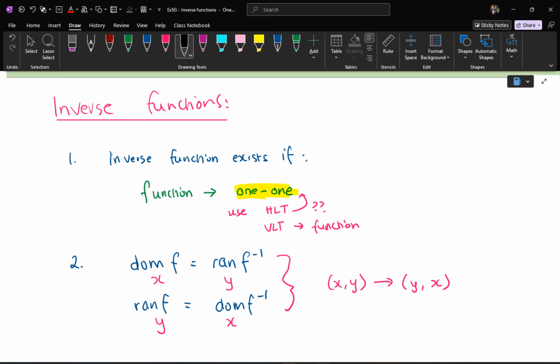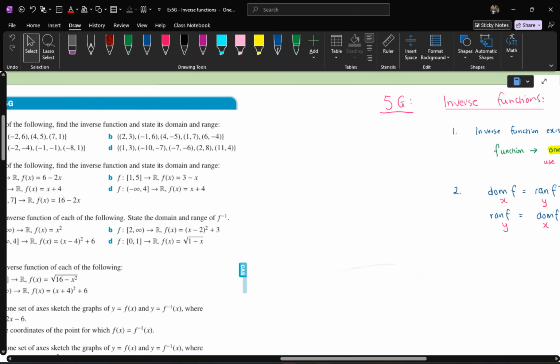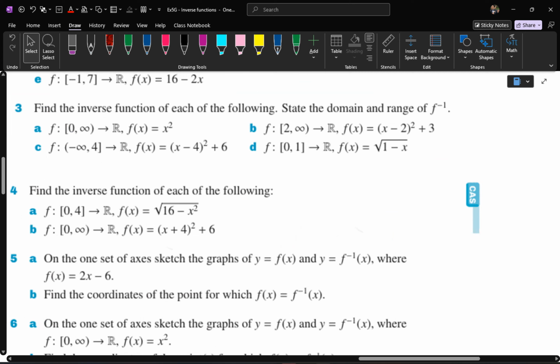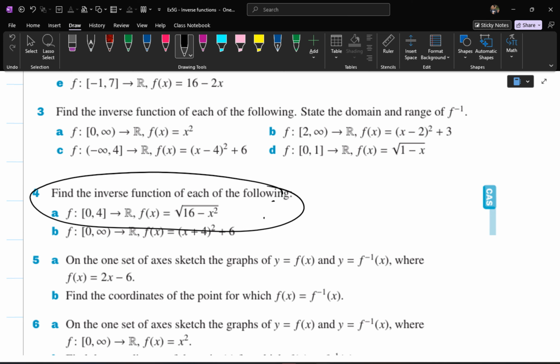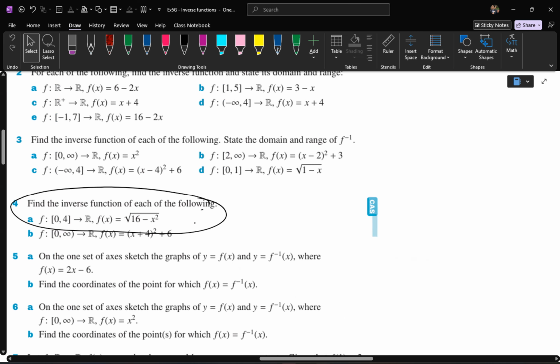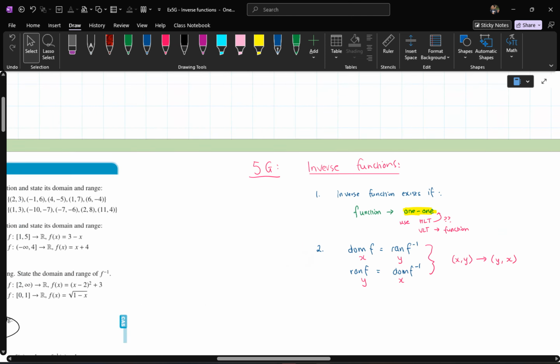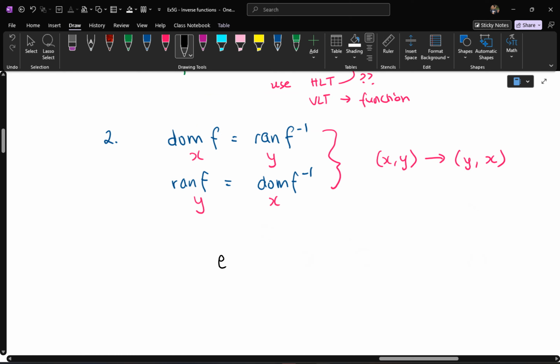So here's an example from exercise 5G, so you can see. I'm just going to pick question 4a. They say find the inverse function of each of the following. What you need to do, the how component, is literally this. So what's the function? That's root 16 minus x squared. All right, so I'm just doing an example here. Question 4a from exercise 5G.